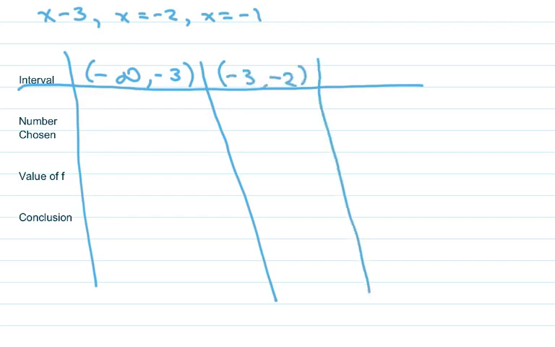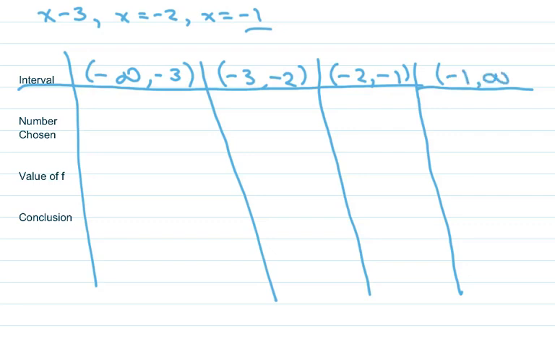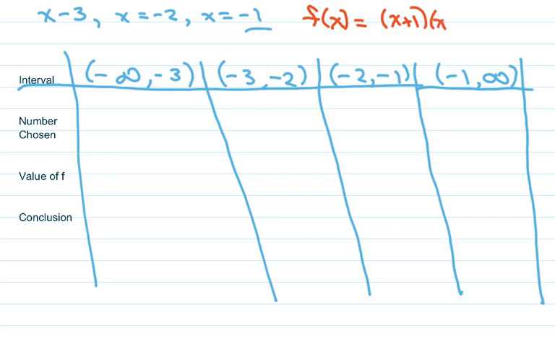See what's going on between those two. And then from negative 2 to negative 1. And then we're going to use the last one, negative 1 to infinity, everything bigger than negative 1. And our function again was f of x equals x plus 1 times x plus 2 times x plus 3. And we want this to be negative.